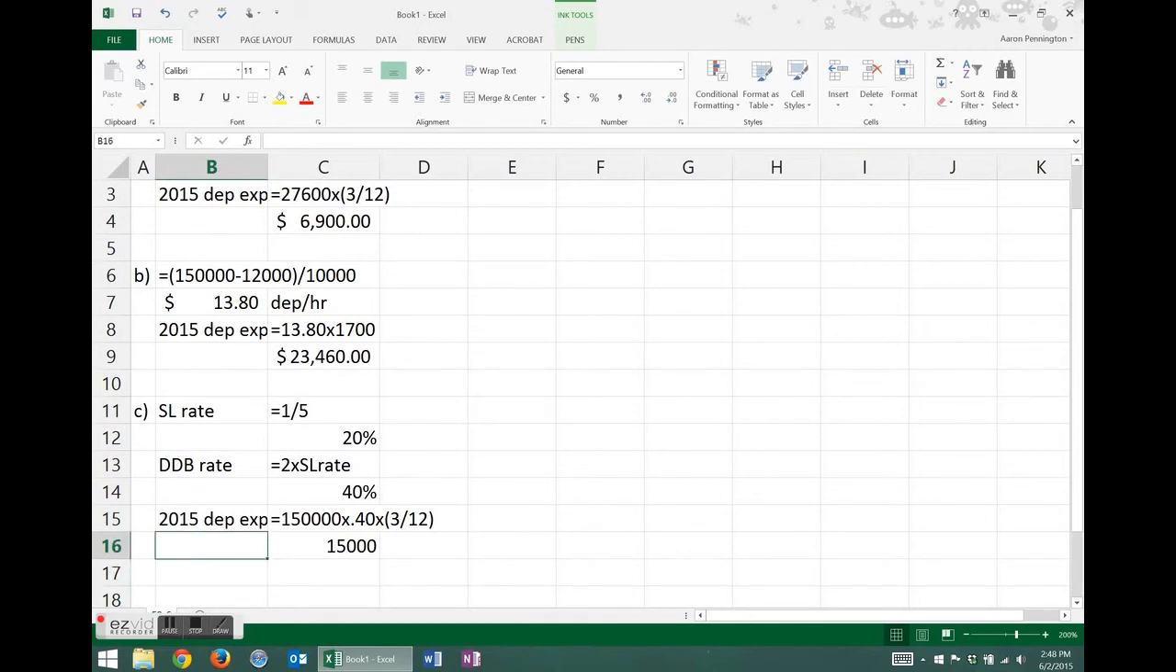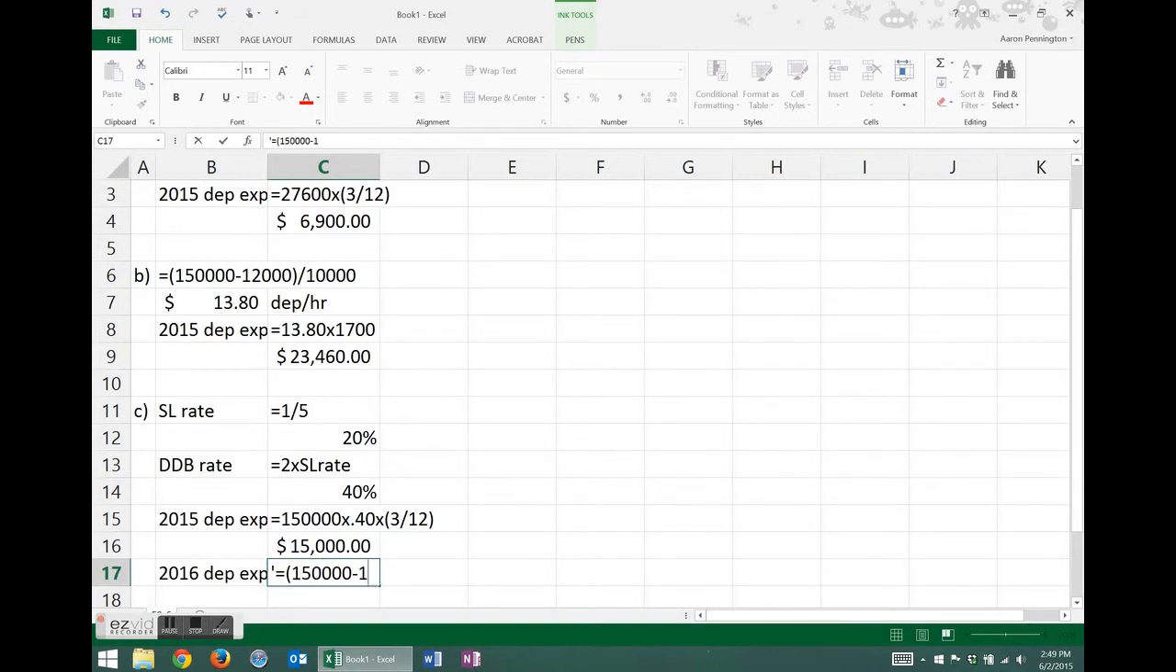All right, so year 1, or I should say 2015 depreciation for this asset, $15,000. Under the double declining balance, 2016 depreciation expense is going to be, and we need a beginning of the year book value. So the 150,000 less prior year depreciation of 15,000, and we'll take 40% of that.